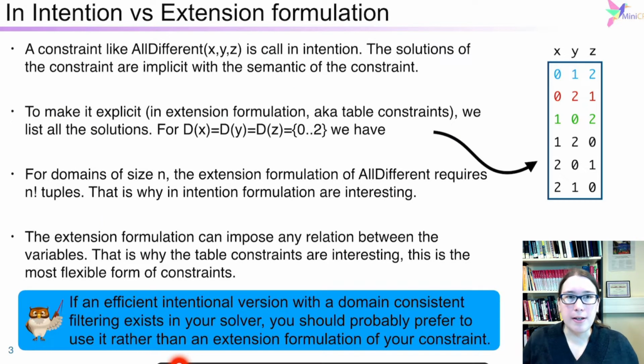Table constraints are what we call the extensional formulation of a constraint. In comparison, intensional formulations are, for example, all different, where we have a formula that expresses the solutions of the constraint. So if we have a formula, we can just check if the formula is correct. But for an extensional formulation, we just have to list all the solutions, and to check if an assignment is part of the constraint, it needs to be in the list of solutions.